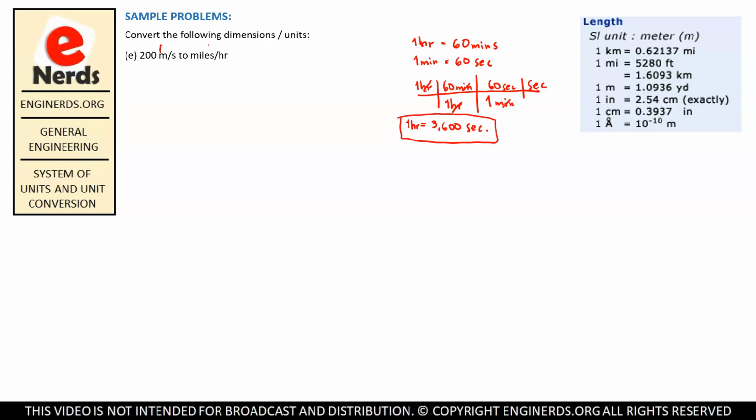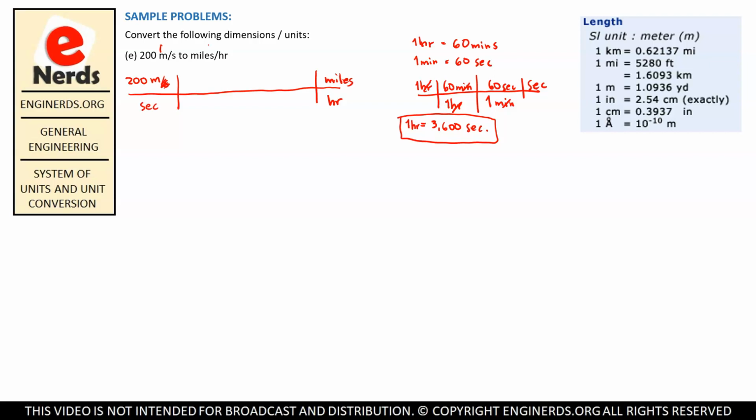Okay? So, our given is 200 meters per second. Okay? So, we have this line here. Ang final answer na gusto nating makuha is in miles per hour. Well, i-separate natin yung units na nasa numerator at nasa denominator. So, we want to get a unit in miles per hour. So, kailangan, ang numerator mo is in miles, ang denominator mo is in hour. So, alisin natin to, lagay natin sa baba.